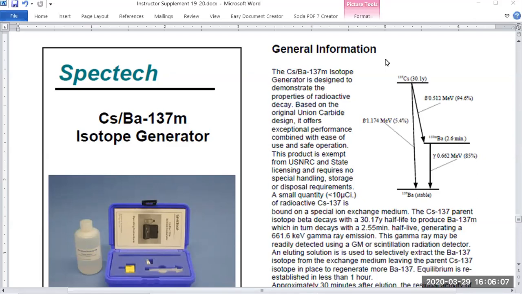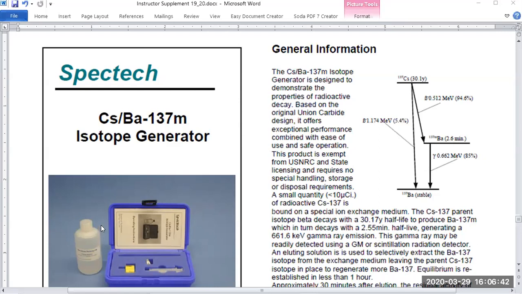In this experiment, we are going to determine the half-life of metastable barium-137 isotope using the SPECTEC isotope generator. Here we have some information from the kit that comes with the SPECTEC isotope generator. You can see that the material for delivering the isotope is here, and the eluting solution is here. So we'll talk about that a little bit more in just a second.